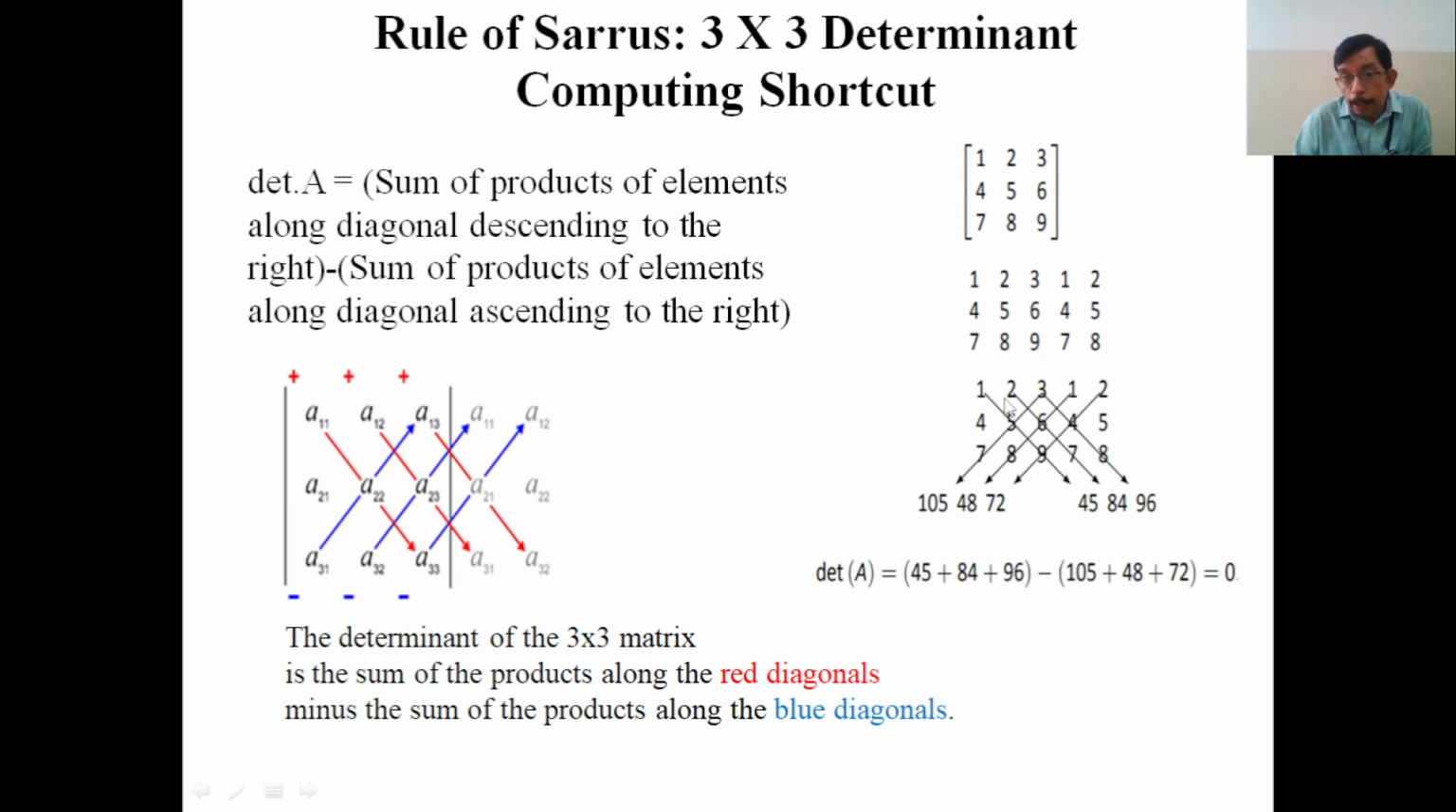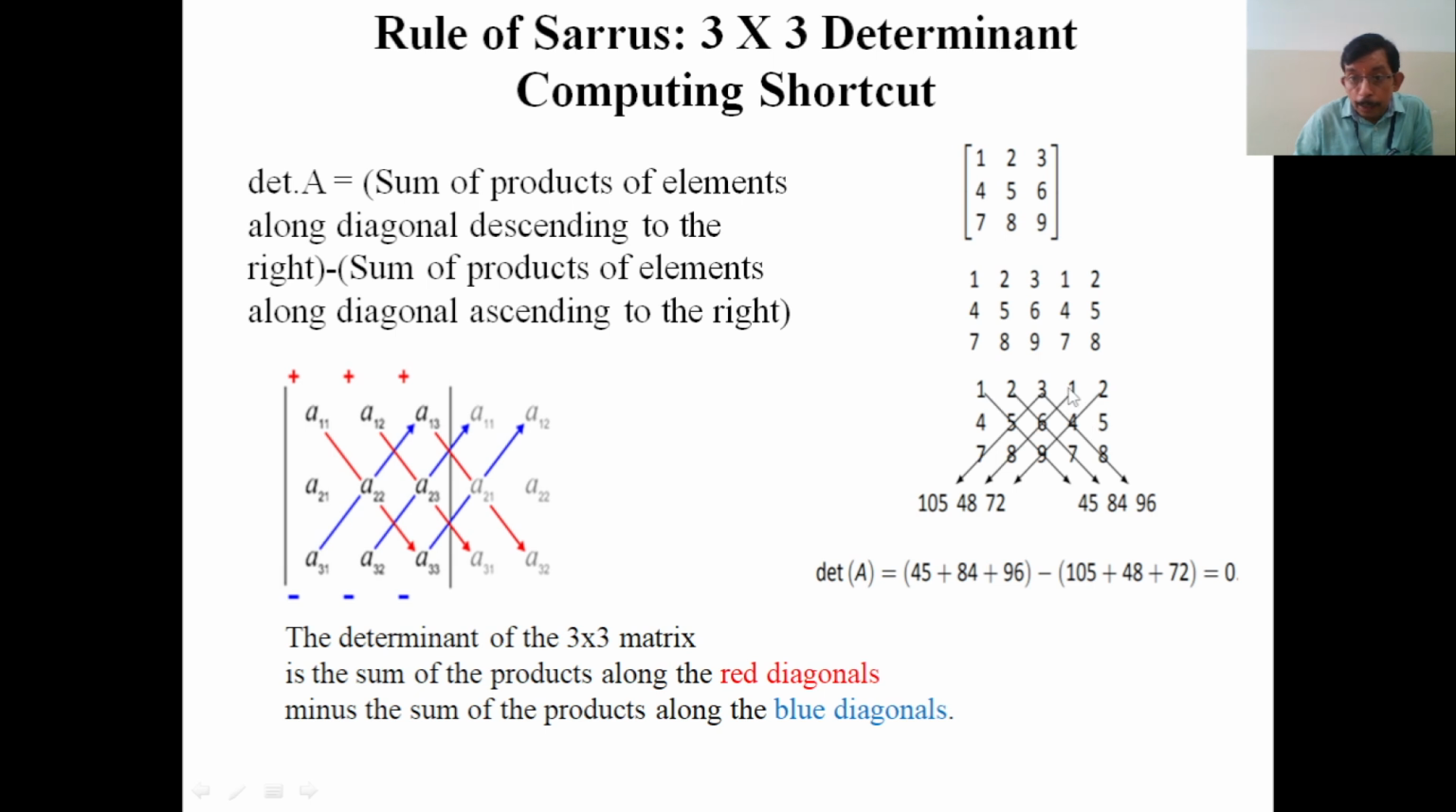Again the diagonal element in the descending order from the right is 2, 6, 7, and the last diagonal element in descending order from the right-hand side is 3, 4, 8. The product and the sum is this. After that, 45, 84, 96.